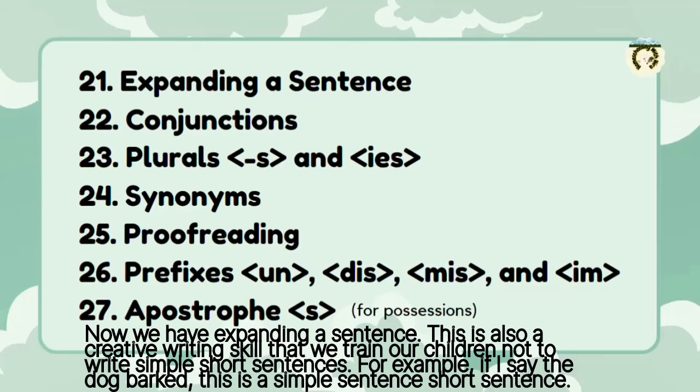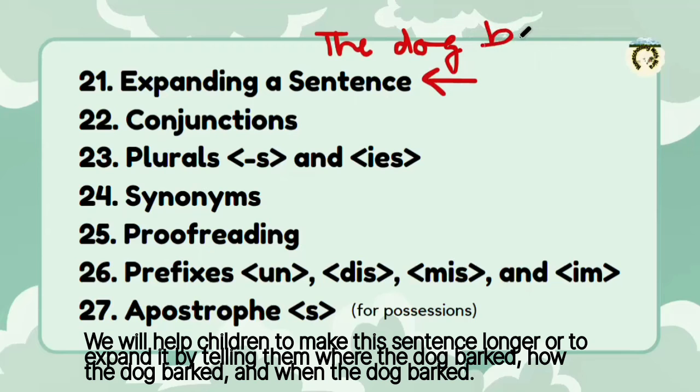Now we have expanding a sentence. This is also a creative writing skill that we train our children not to write simple short sentences. For example, if I say the dog barked, this is a simple, short sentence. We will help children to make this sentence longer or to expand it by telling where the dog barked, how the dog barked, when the dog barked, right?